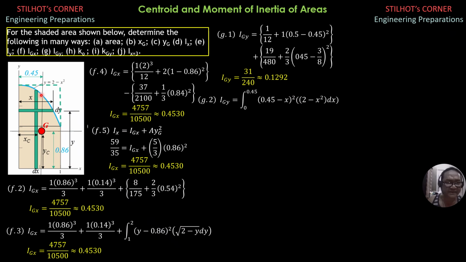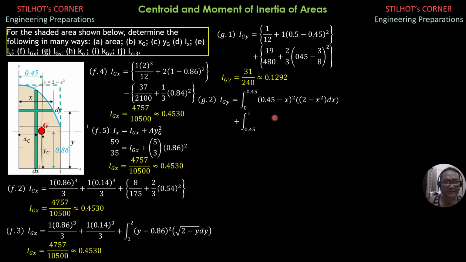So if the strip is this one, the constant distance between the centroid of the strip and the centroid of the region is 0.45 minus x, then squared. Remember, integral of constant distance squared, times differential area. What's the differential area of the vertical strip? y dx. y is 2 minus x squared, then dx.